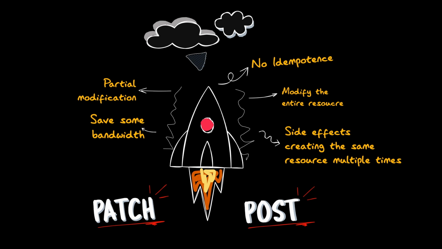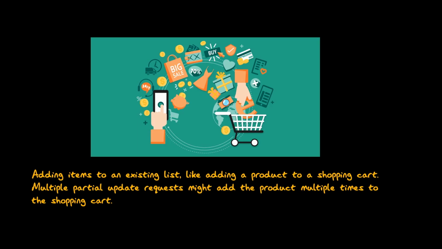Maybe you are wondering in which situation a partial resource update is not idempotent. Think of a simple example: the addition of items to an existing list resource, like adding a product to a shopping list, where multiple partial update requests might add the product multiple times to the shopping cart. This is a very good example of a PATCH request.